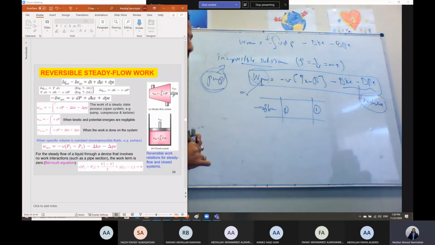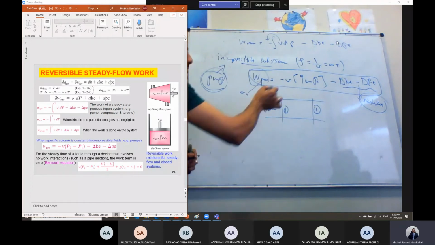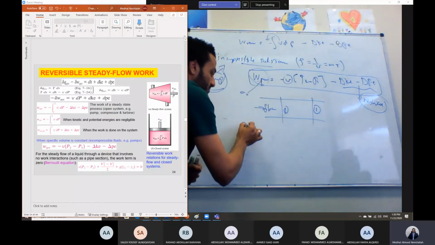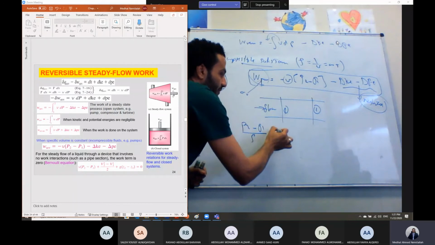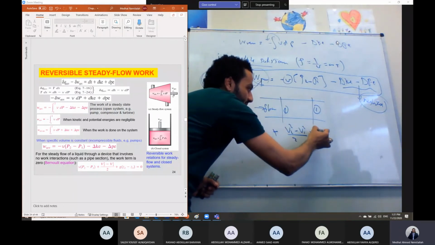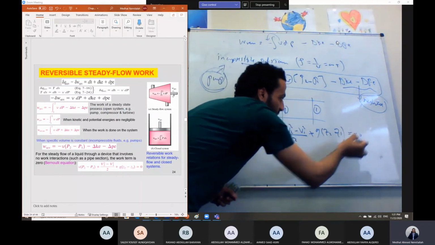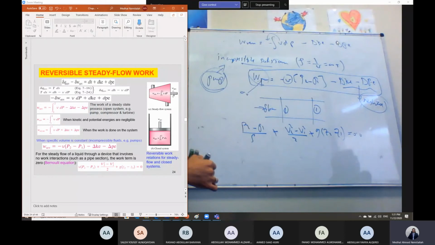Work is equal to 0. So that means those three terms will equal 0. Specific volume is equal to 1 over rho. That means (V2 minus V1) over rho plus the change in kinetic energy, (V2 squared minus V1 squared) divided by 2, plus g multiplied by (Z2 minus Z1). All of this will equal 0.